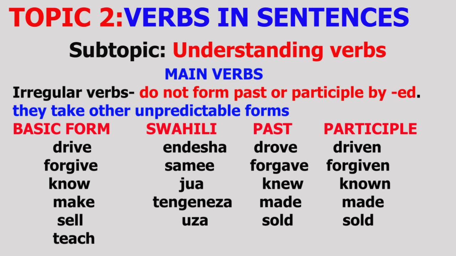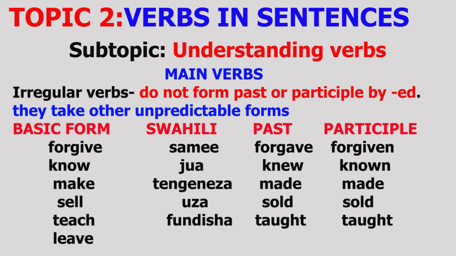Another verb is teach, which means fundisha. In the past is going to be taught, and in the participle is going to be taught too. And the last one is leave, which means ondoka in Swahili. In the past is going to be left, and in the participle is going to be left too. Those are some examples of irregular verbs.